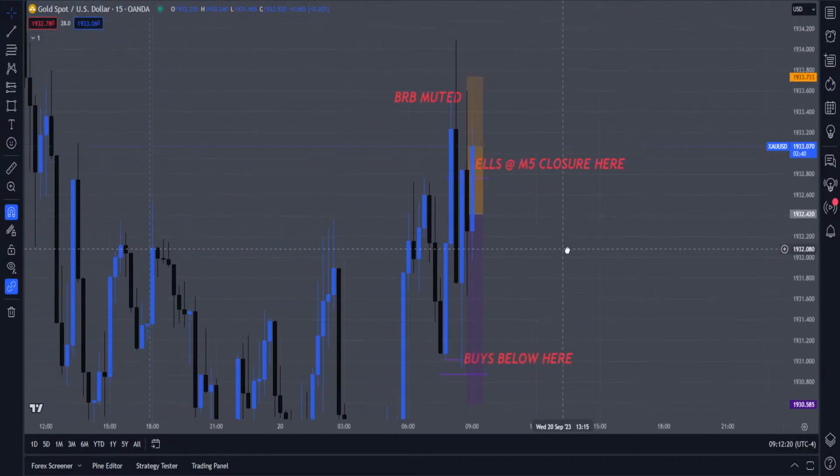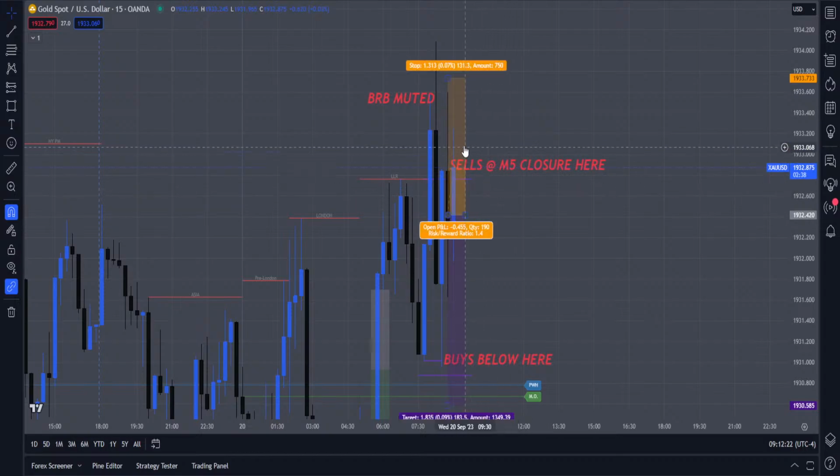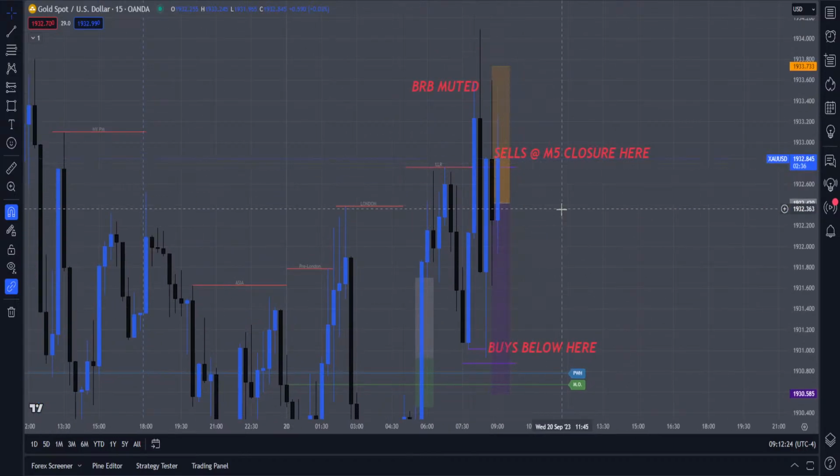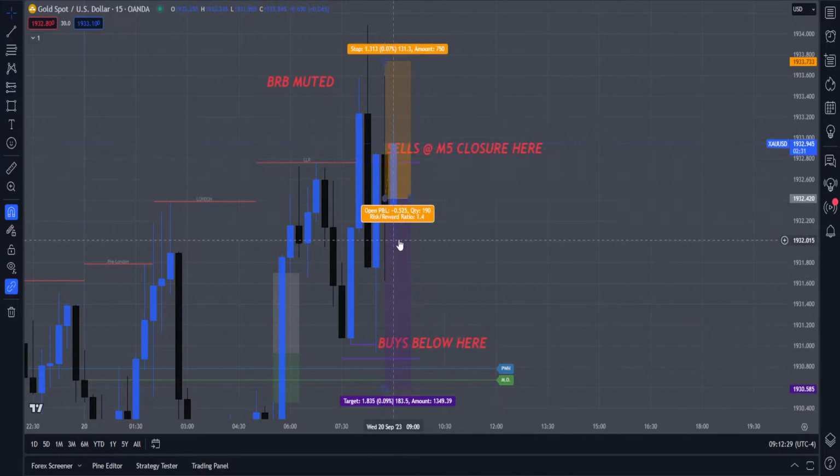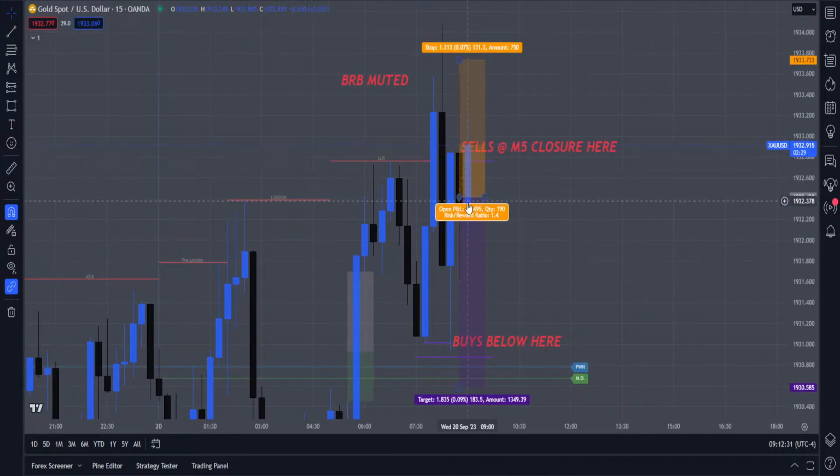What's the 15-minute doing? 15-minute is actually an inside bar, so the 15-minute could flip. At any point, it could flip in the next 3 minutes, bullish or bearish, and we're hoping it will flip bearish.